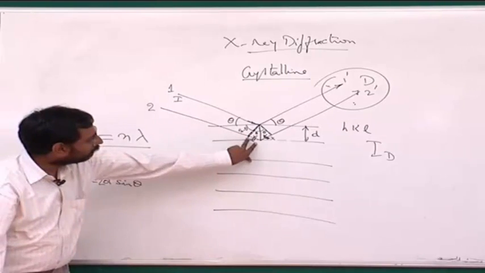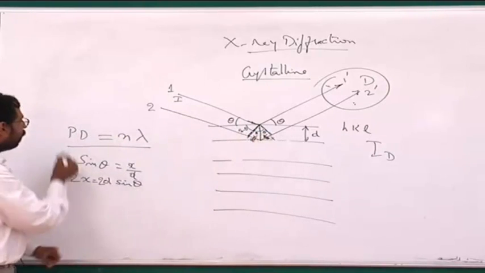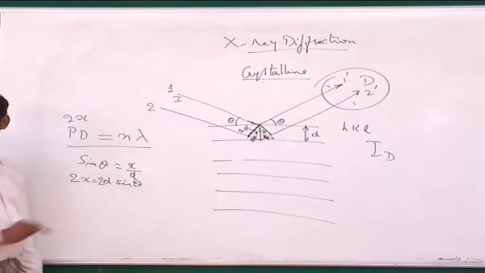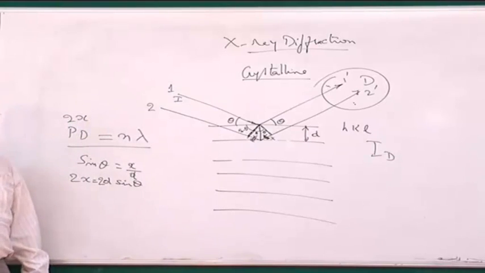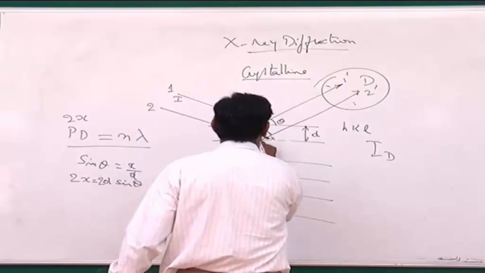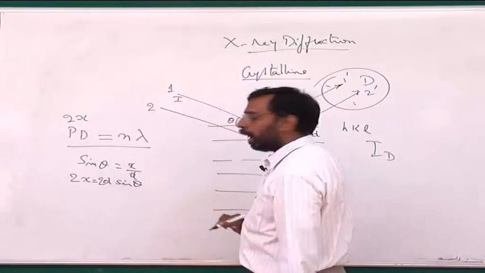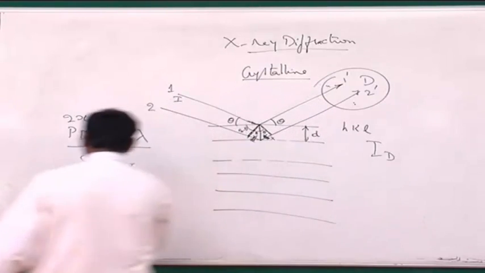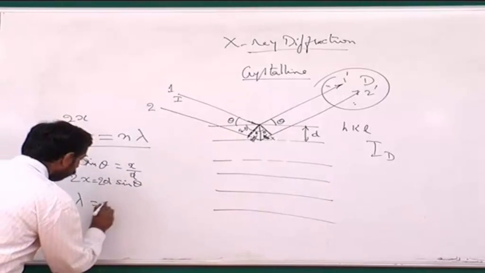This is x, this is also x. So the path difference for us is 2x, this one plus this one, and that is 2d sine theta. So the condition is n lambda equals 2d sine theta.